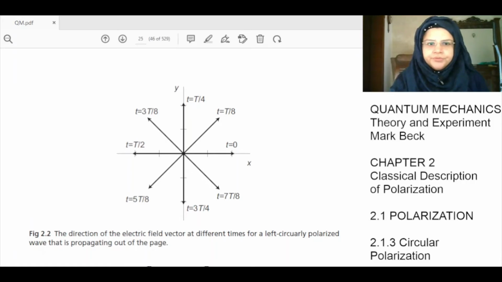Figure 2.2 shows the direction of the electric field vectors at different times for a left circularly polarized wave that is propagating out of the page. We will point our left thumb into the page, that is towards the source, and our fingers will curl in the direction of rotation, that is counterclockwise, or left-handed circularly polarized with respect to the source.